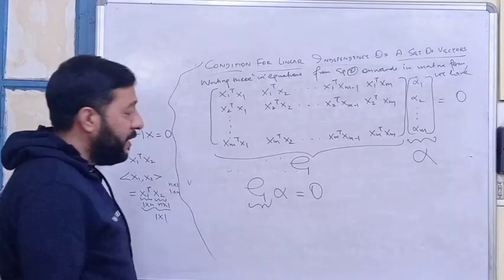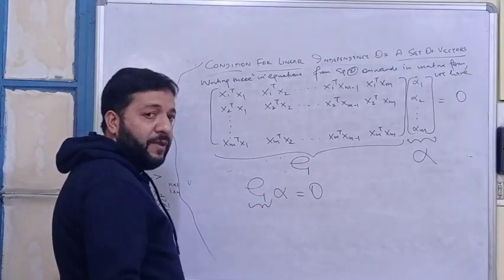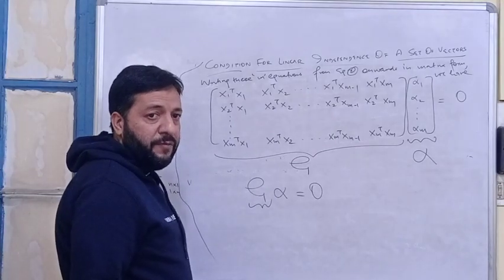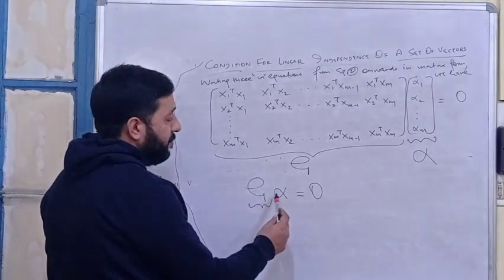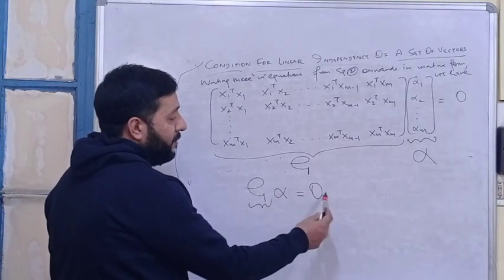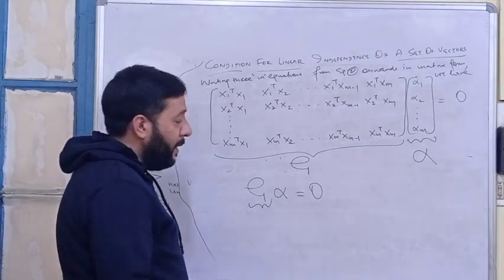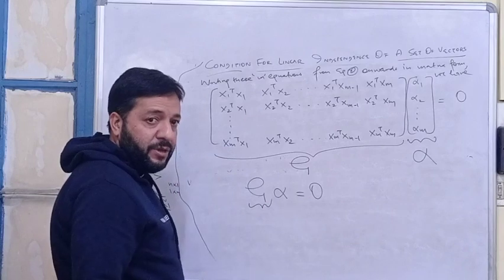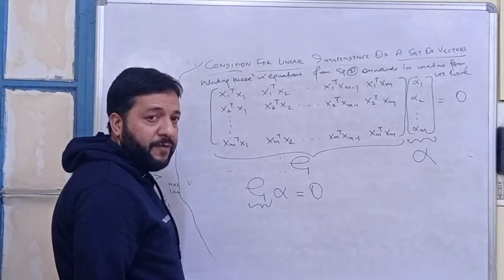Now, what we are saying here is that this equation will have a unique solution if and only if G is an invertible matrix. If G is an invertible matrix, you can express this as alpha is equal to G inverse into 0, that will be 0. So in that case, alpha will be 0, which will contradict our assumption that at least one alpha is non-zero.